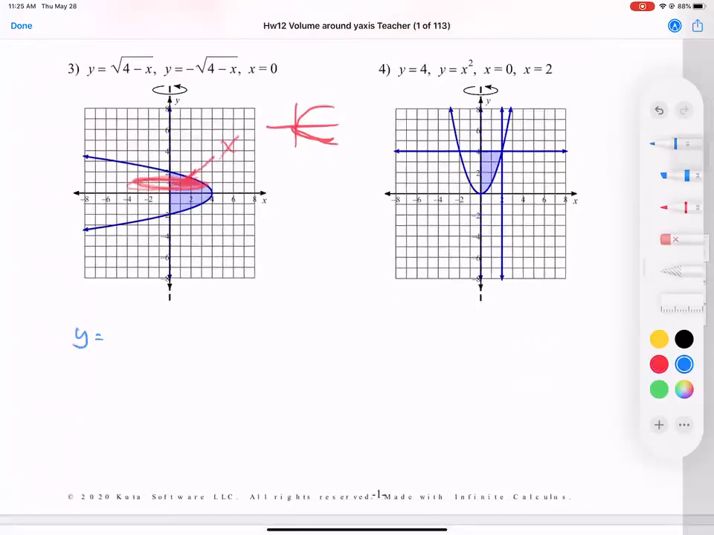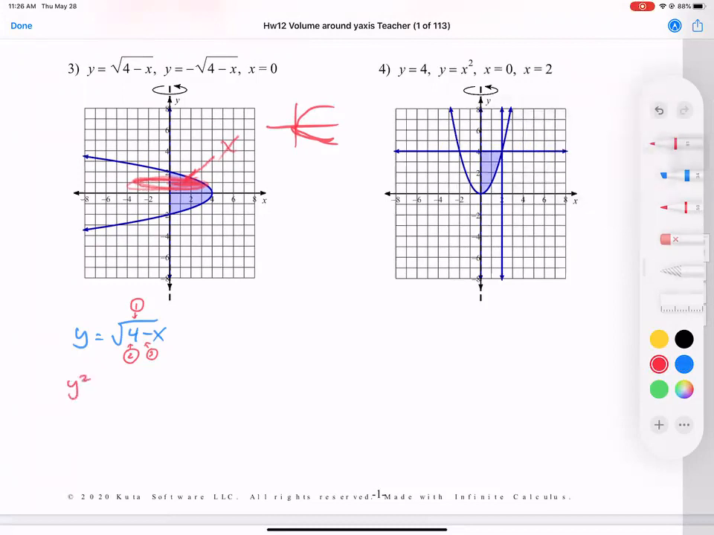If I say y is equal to the square root of 4 minus x, how could I solve for x here? You would get rid of the square root, then get rid of the 4, and then in this case, get rid of the negative sign. Get rid of the square root first, dig out the 4, then dig out the negative. So back to algebra 1.